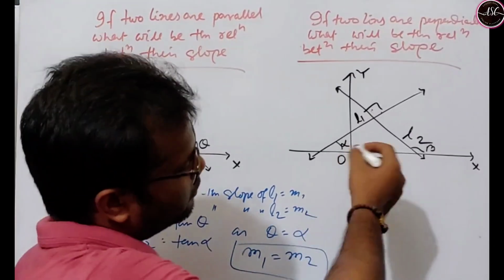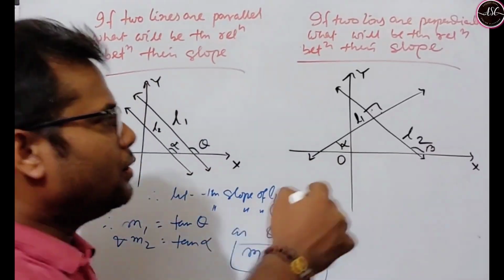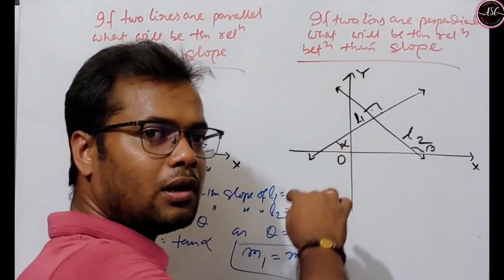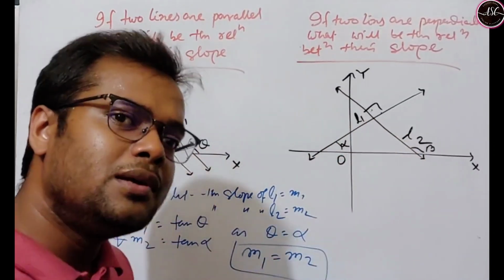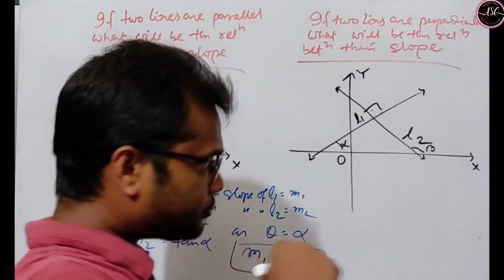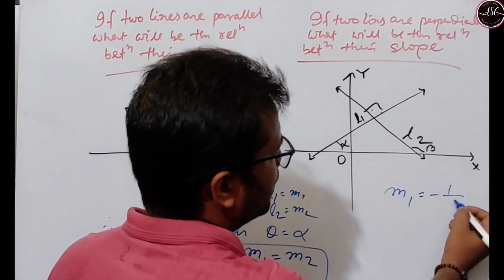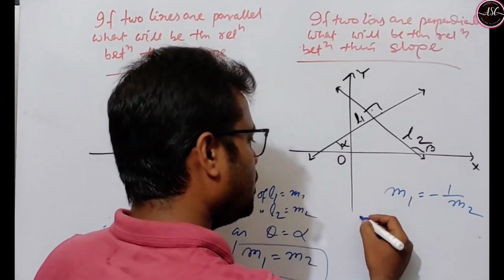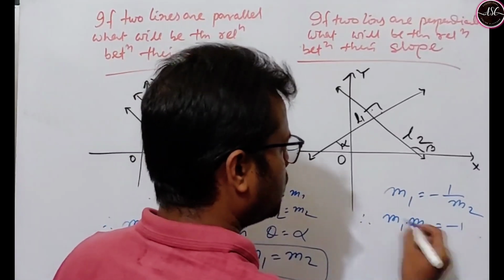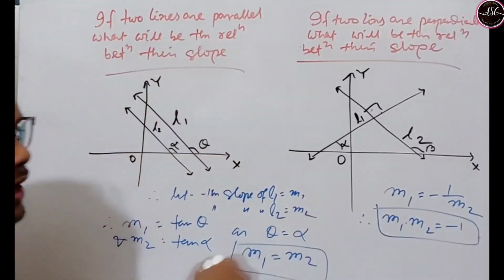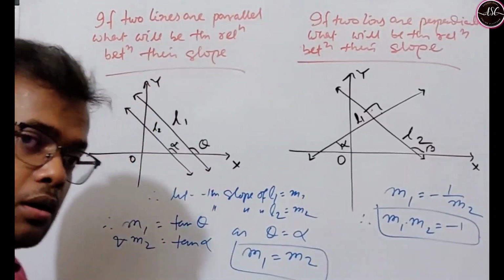Now look at this: two lines are perpendicular. This is the L1 line, the inclination is alpha, and this is the L2 line, inclination is beta. So here the condition will be m1 equals minus 1 by m2. And by this we get m1 times m2 equals minus 1. So these two conditions should be remembered. This will help to solve various problems.